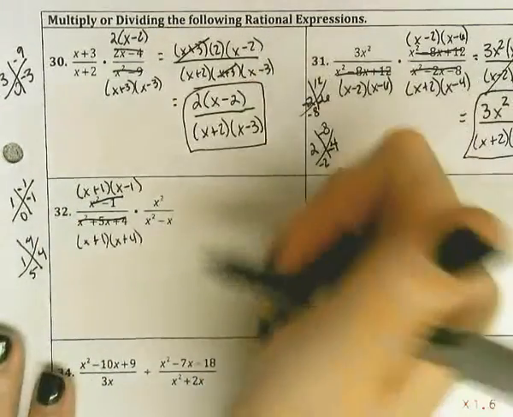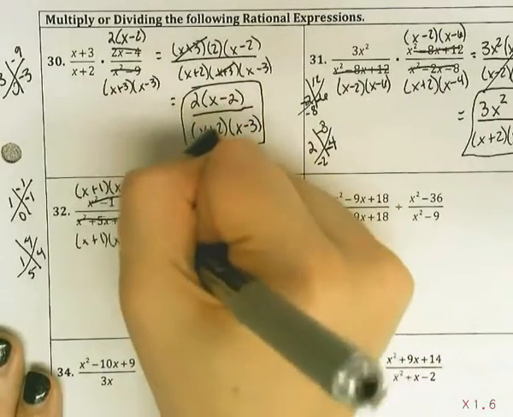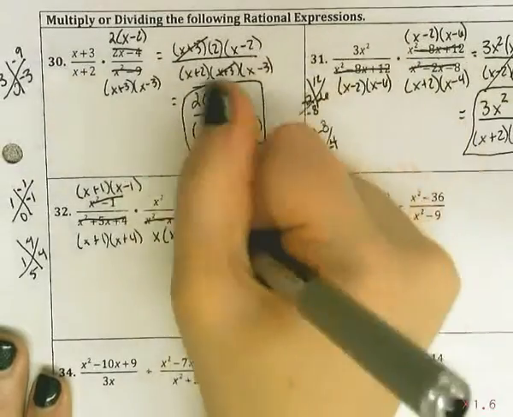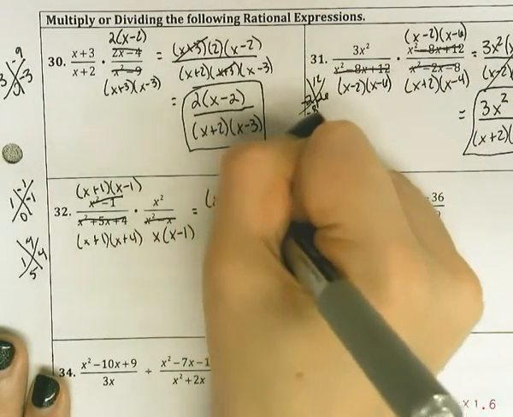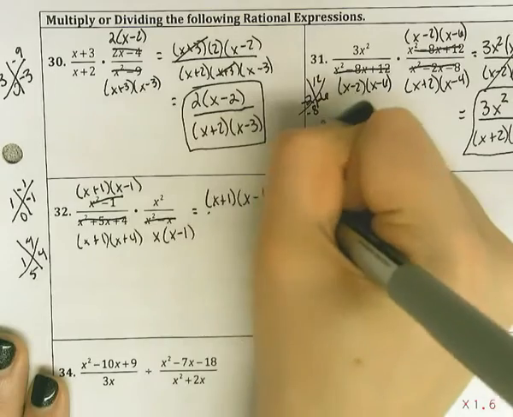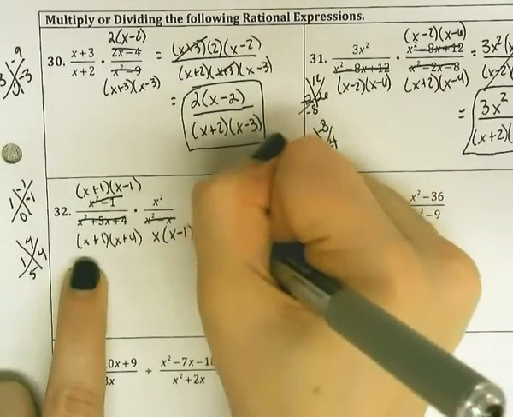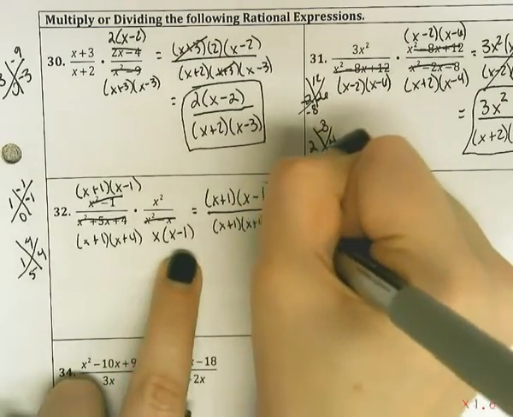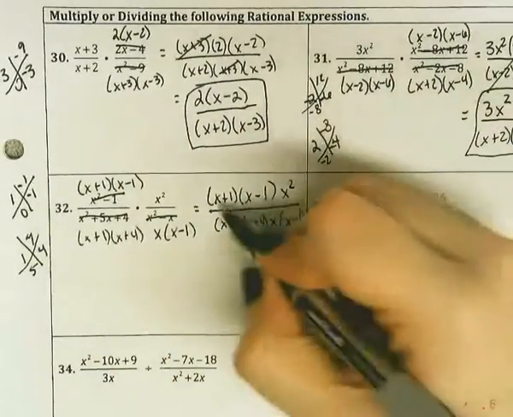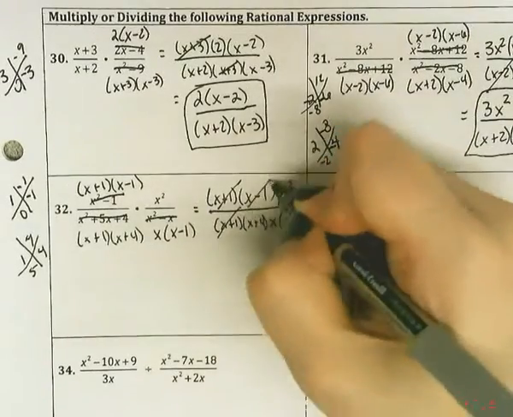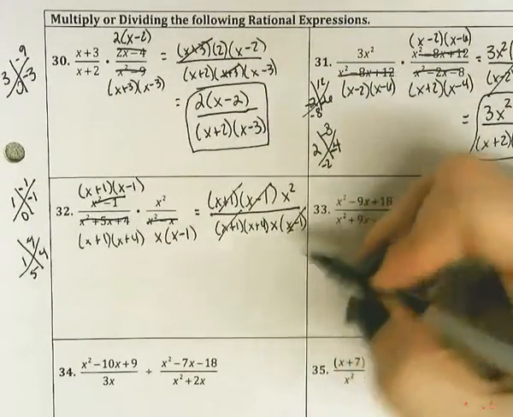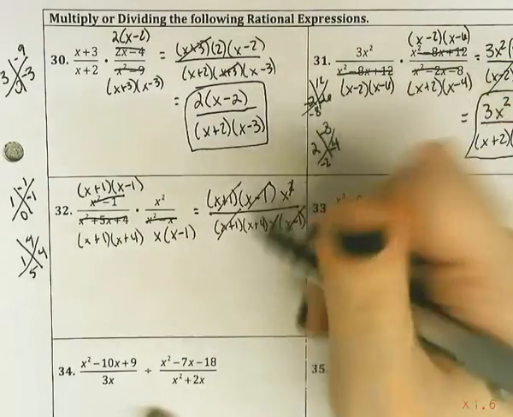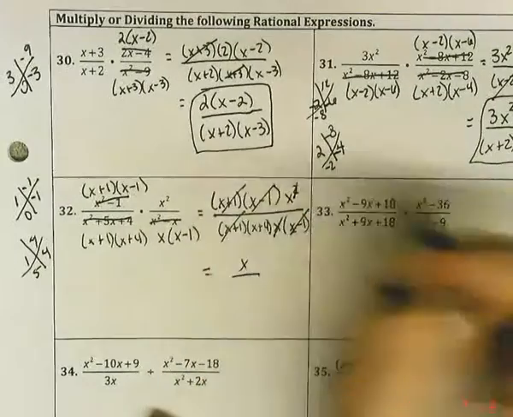X squared, it's good, we don't need to do anything. X squared minus x, I'm hoping we know that's x times x minus 1. We'll just write all these out. X plus 1, x minus 1 times x squared over x plus 1, x plus 4, x minus 1. Cancel out x plus 1. Cancel out x minus 1. And actually we have x and x squared. If you remember, you can take one of these away and one of those away. So we're left with just x over x plus 4.